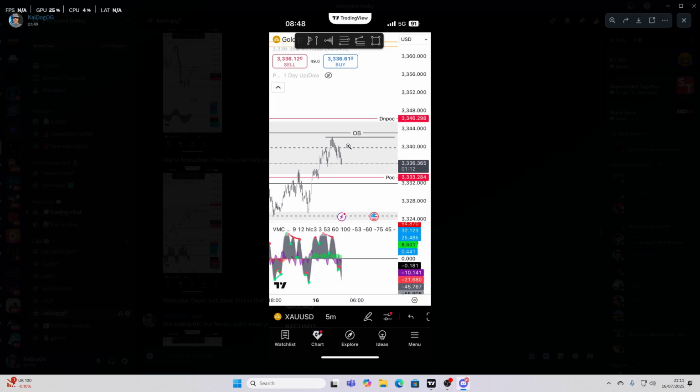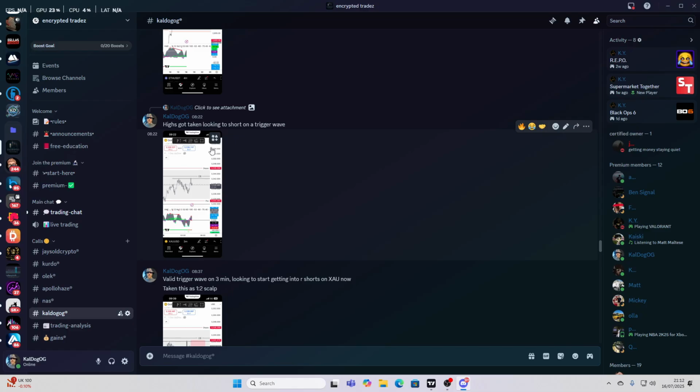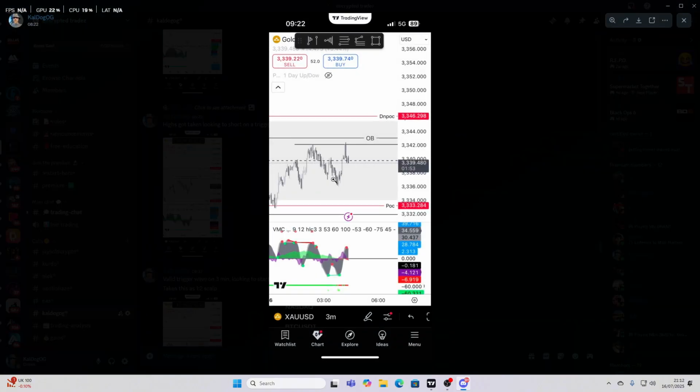So I was expecting another pump up, which will either take us to these highs, or might not even possibly take us above them. But then as soon as that's printed, we look for another entry on the way down in that scenario. So as you can see here at 8.22, the highs got taken. I was looking to short on a trigger wave. What trigger wave is essentially, see these bearish divergences here with the money flow momentum, that's quite heavy. You can expect quite a fast, nice drop after them.